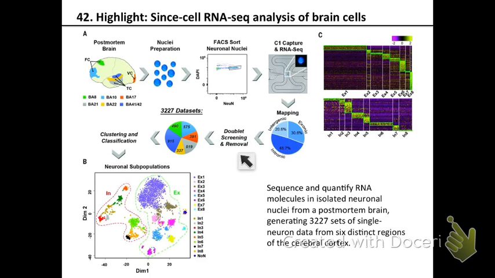And then what you do is you clean up your reads based on a bunch of parameters that throw away low quality reads. And now what they ended up with is 3,227 data sets. So each data set corresponds to one cell. Okay? What do you do with this?